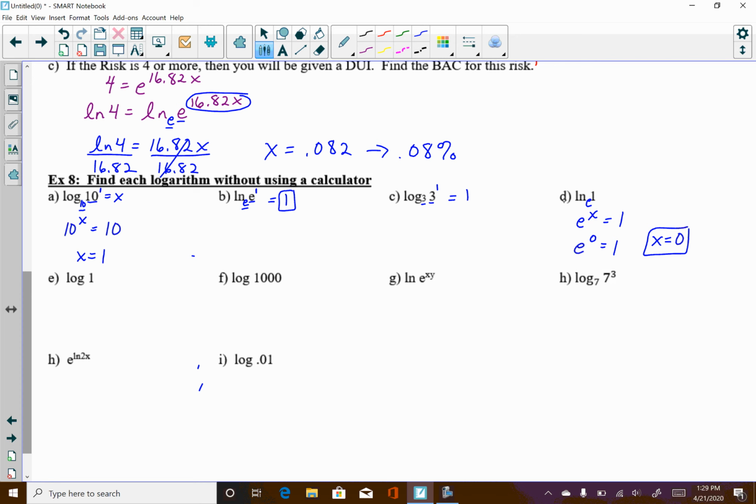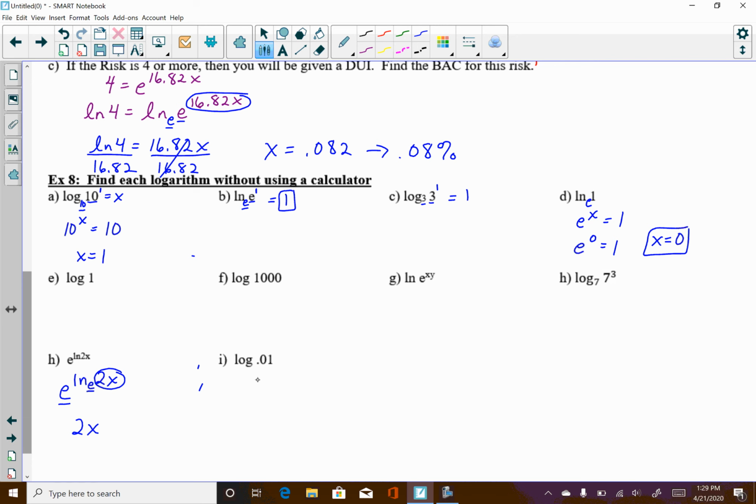I'm going to scoot on down. Let's do letter H together. e raised to the natural log of 2x. You can think of this as e raised to the natural log, where the imaginary base on that natural log is e. So when these two bases match up, the answer is just the argument here, 2x. Final answer.